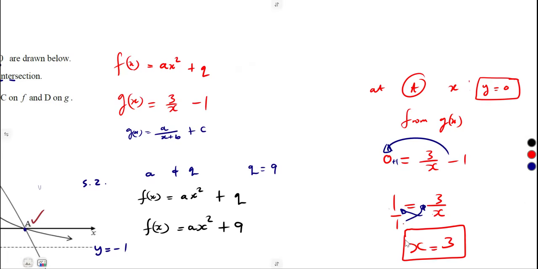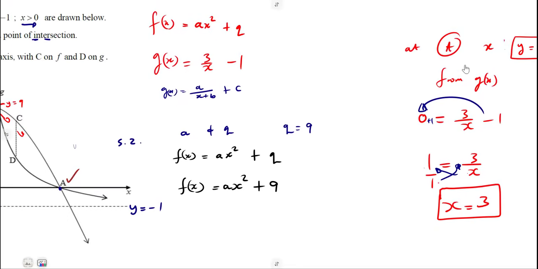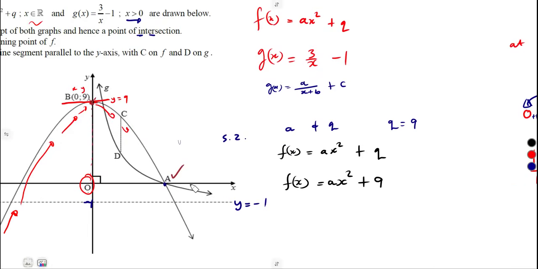So the value of x at the x-intercept, at the point A there, is 3. So as a point, that's (3, 0). Remember, y is equal to 0 on the x-axis. So we can use the point A, which is (3, 0), to find the value of A.